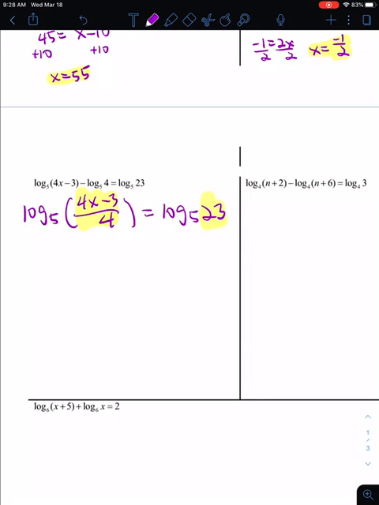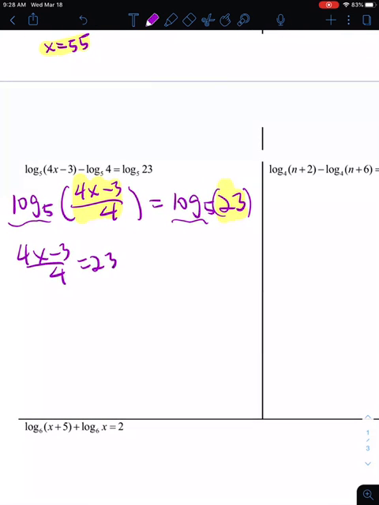Because if these logs are the same, then whatever is inside the parentheses must be the same as well. So we must have 4x minus 3 over 4 equals 23 times 4 on both sides. I think that's 92 plus 3 plus 3. 4x equals 95.